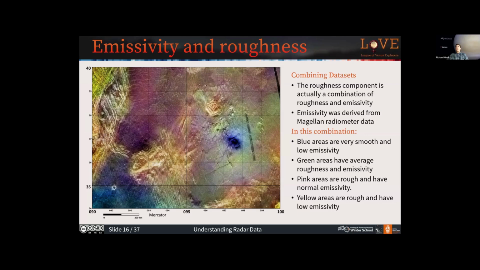So this color image here is a combination, which I'll show you a bit later on, of the radar images and the emissivity. And so the blue areas that we can see in this image are low emissivity, and you'll see that they're associated with impacts more than anything else. So there's a small impact crater on the bottom left, and there's a whole blue area around it, which is the higher dielectric granular material that is thrown out from the crater.